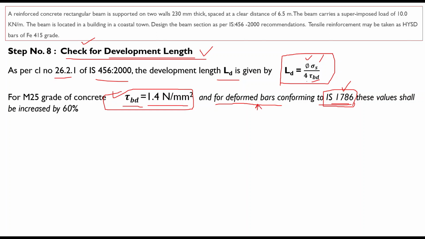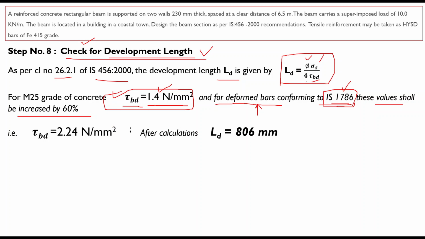So we know in case of deformed bar, bond strength will be higher. So we can increase this bond strength, which is given for plain bars, by 60%. That means the tau Vd value will be higher in case of deformed bars. Taking 60% extra, tau Vd is coming out to be 2.24 Newton per millimeter square. And after putting all the values in this formula, we get that LD required is 806 millimeter.